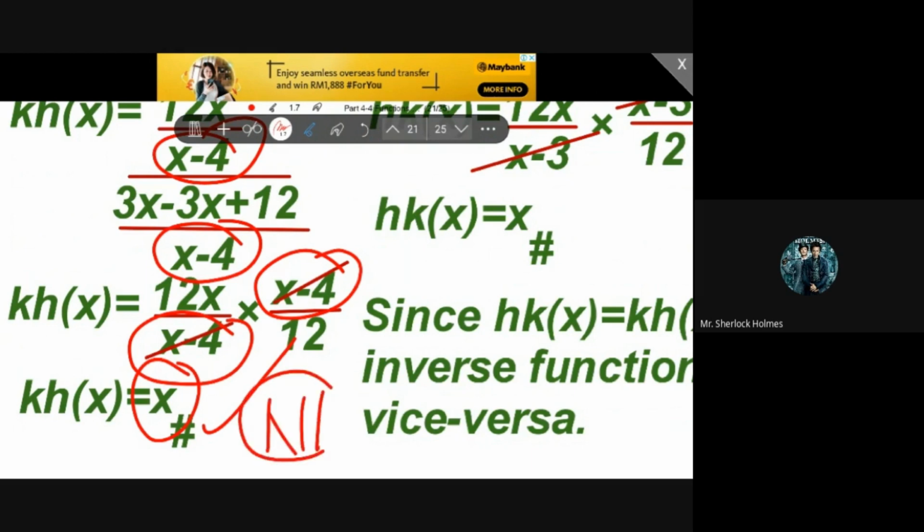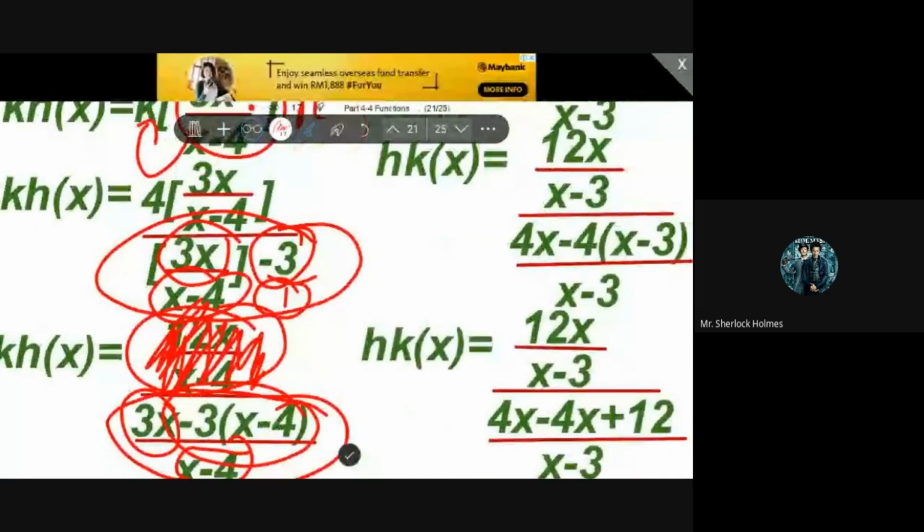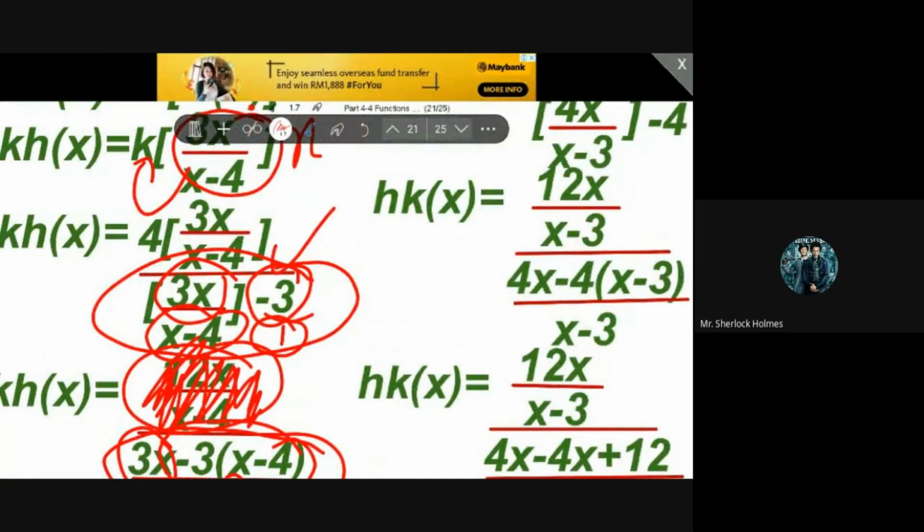So 1 mark comes from the answer here. And 1 more mark comes when you show your substitution over here. So jangan lupa step ni. You always must show your substitution in that way. So that's the first part done.